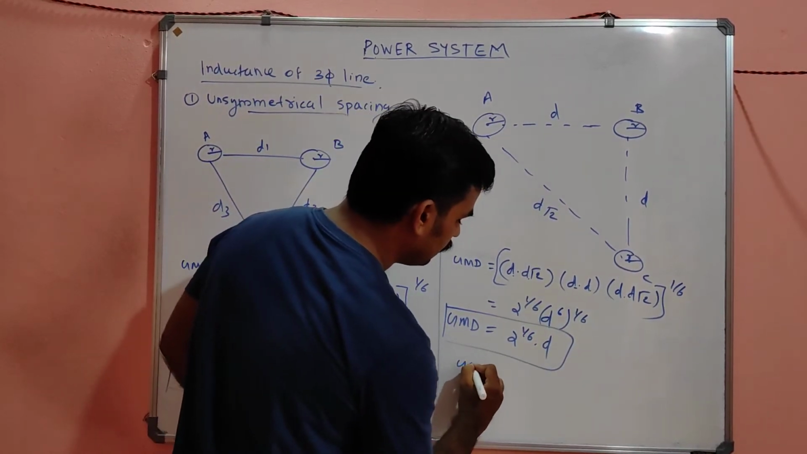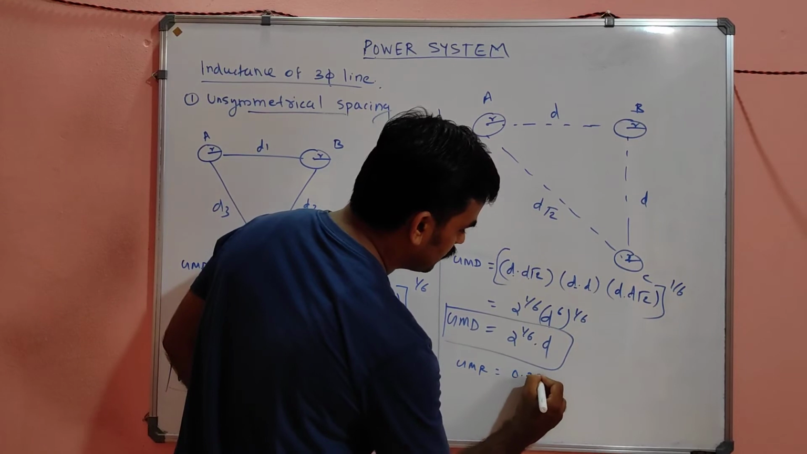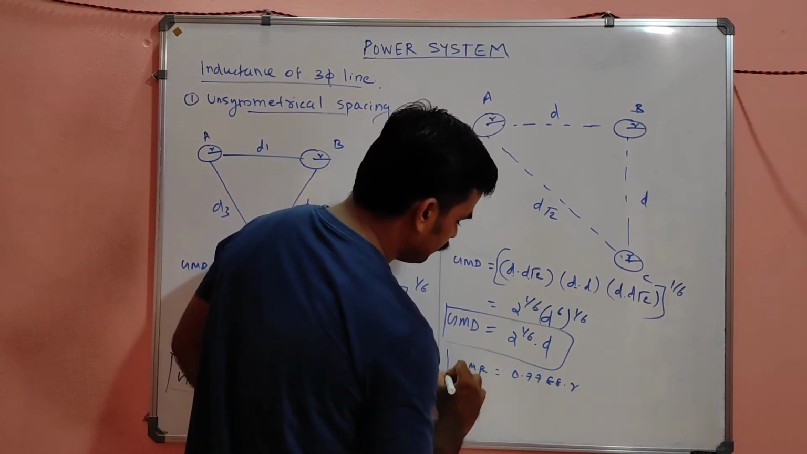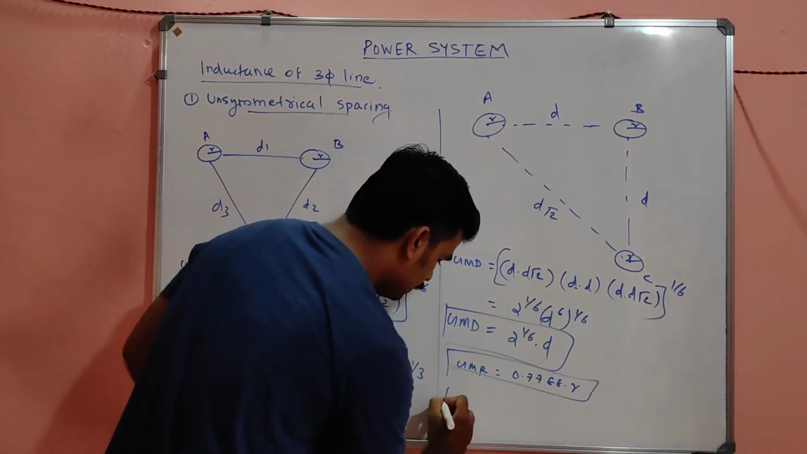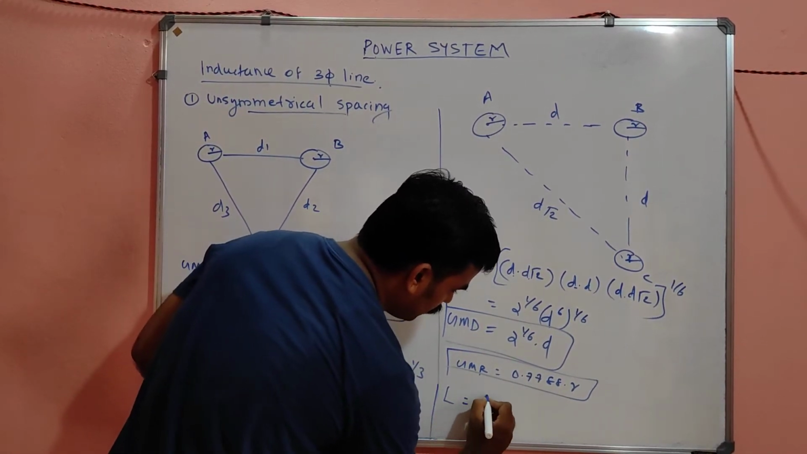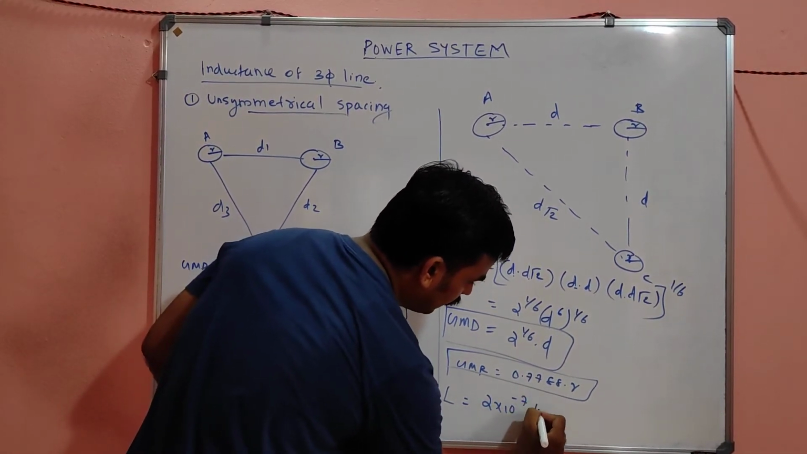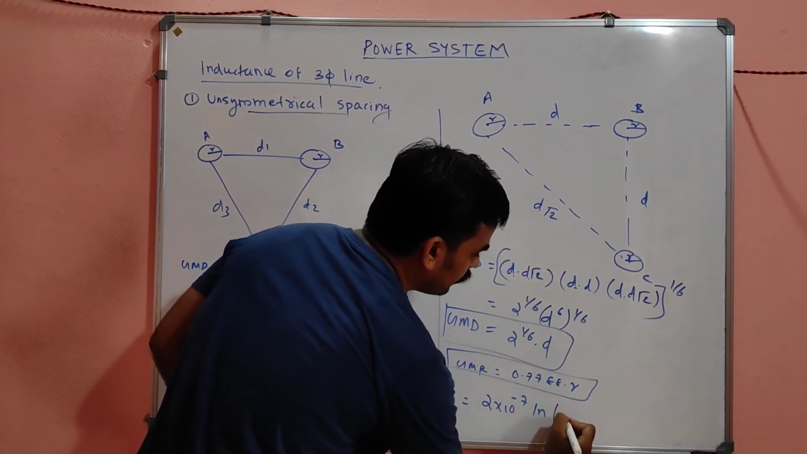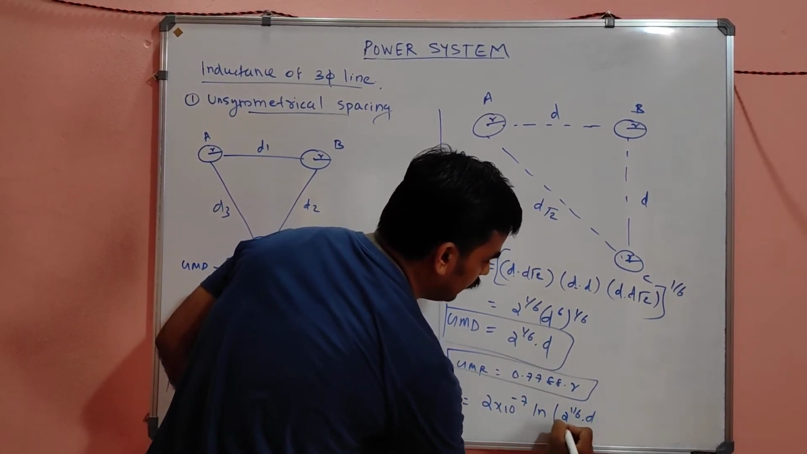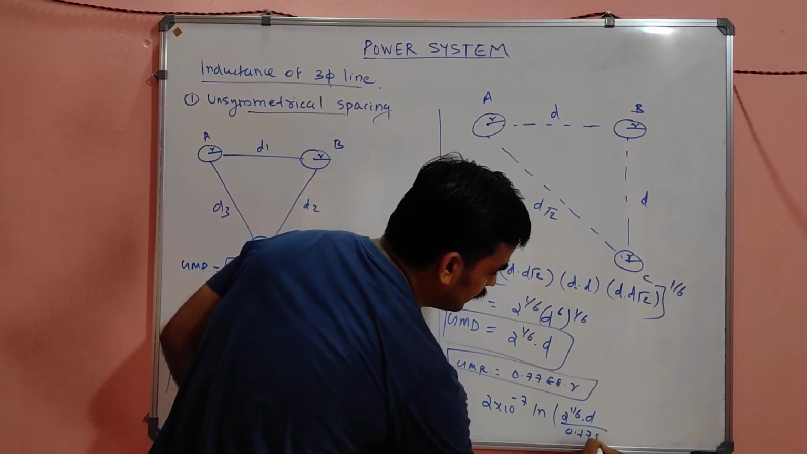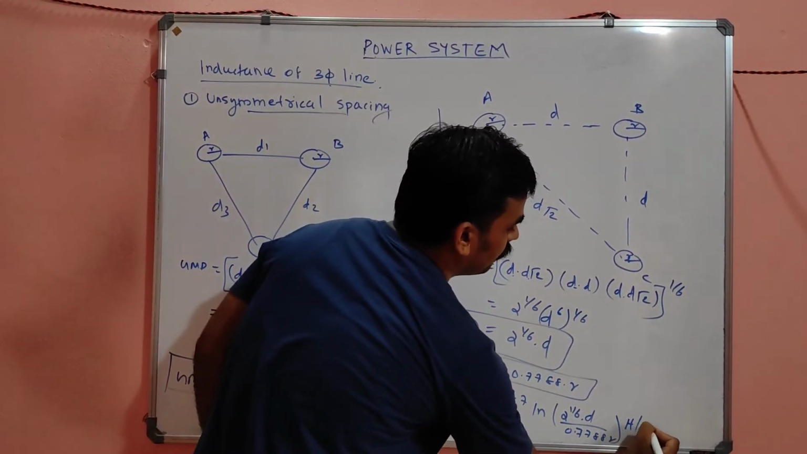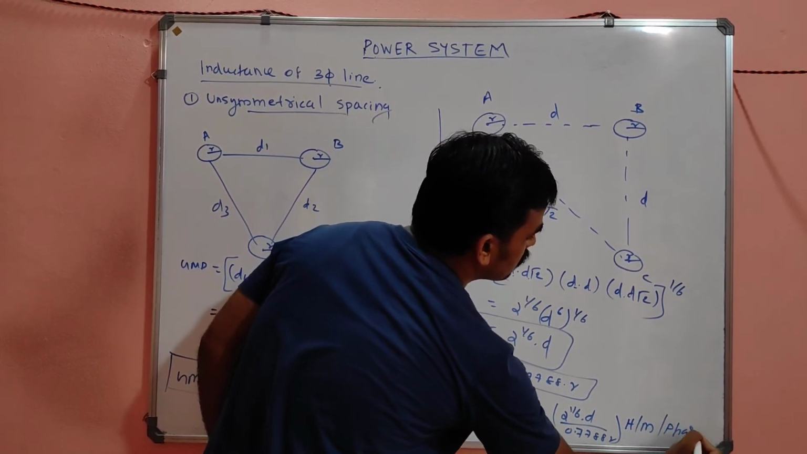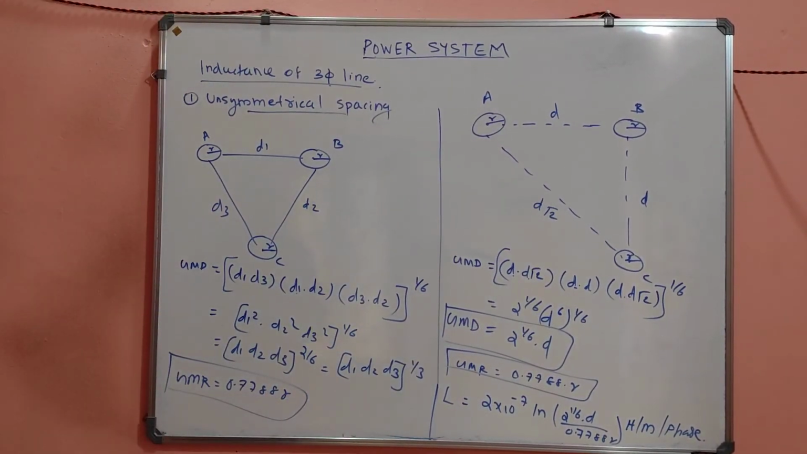So what will be GMR? Simply 0.7788 into R. So what will be L? L equals 2 into 10 raised to minus 7 ln of 2 raised to 1 by 6 into D divided by 0.7788 into R, Henry per meter per phase. That's all.